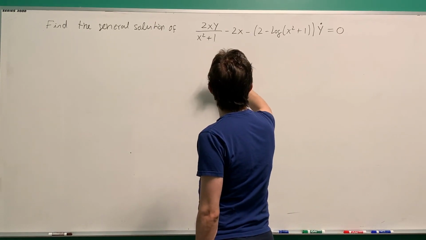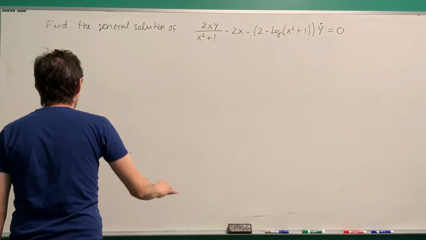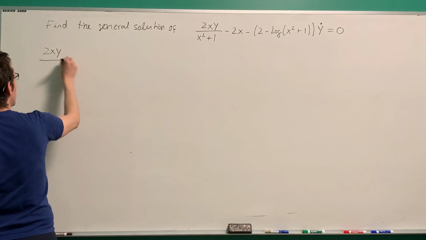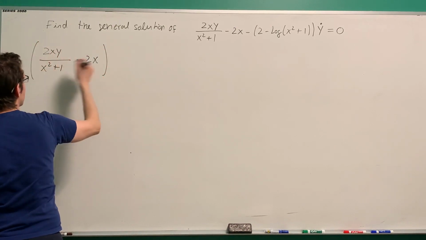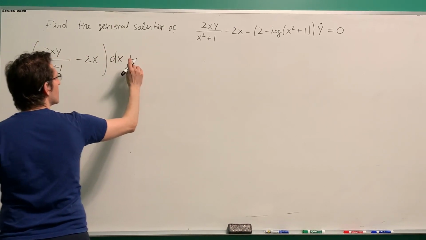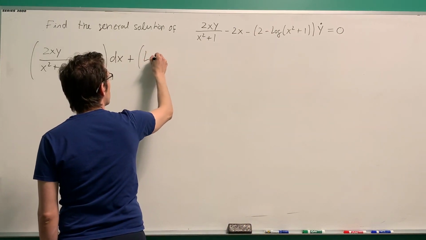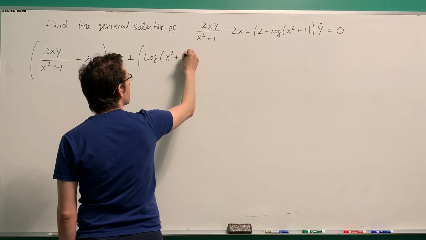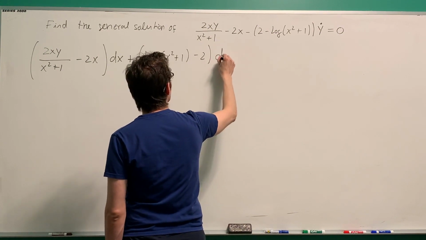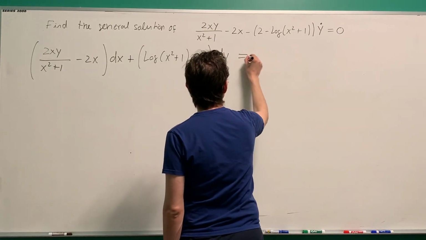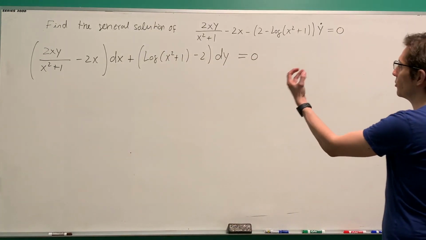Let's write it as a differential form explicitly, equated to 0. If we write it like that, this is (2xy divided by x squared plus 1 minus 2x) dx plus, and then I'm going to change the sign inside and outside, (the log of x squared plus 1 minus 2) dy, and of course equals 0. All right, so that is the equation we want to solve, written as a differential form equated to 0.